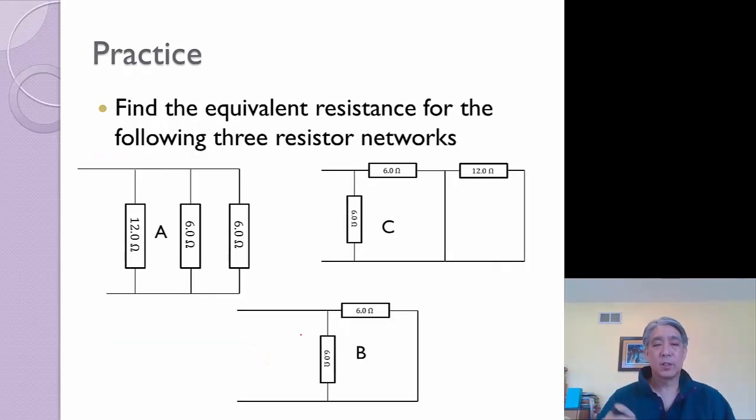Okay, so here are 3 examples that I want you to do for practice. Calculate the equivalent resistance associated with these 3 networks, A, and then B, and then C. And just like we did on series resistors, C is the tricky one.